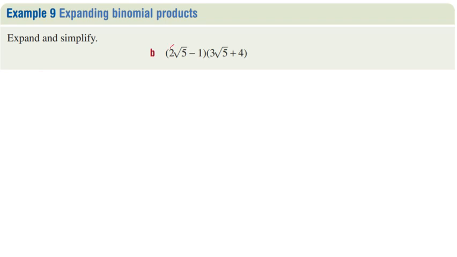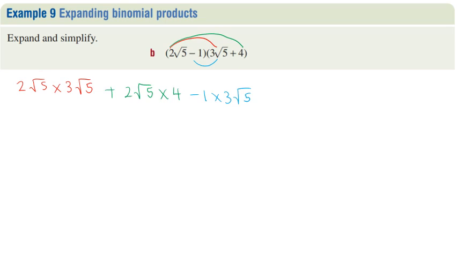So I multiply the first part, so I'll have 2 square root 5 times 3 square root 5. Then I multiply the outer, so I'll have 2 square root 5 times 4. Then the inner, so I'll have negative 1 times 3 square root 5. And then the last, negative 1 times 4. Alright, now I can work out what each of these sections is.